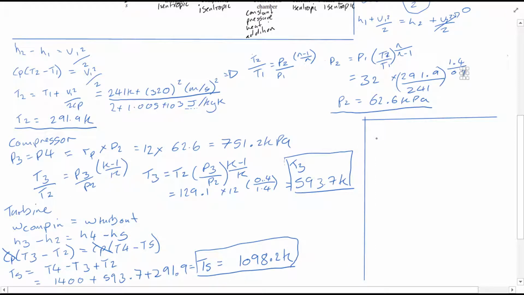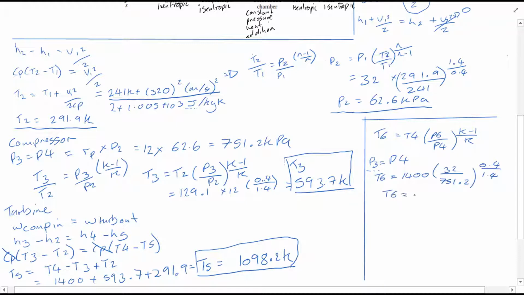Okay, so remember that process 4 to 6 is isentropic, so T6 is equal to T4 times (P6 over P4) to the power of (K minus 1) over K. Remember P3 is equal to P4, and we previously calculated P3, so we can quite easily sub in these values, and that will give you a value of T6 equal to 568.2 Kelvin.